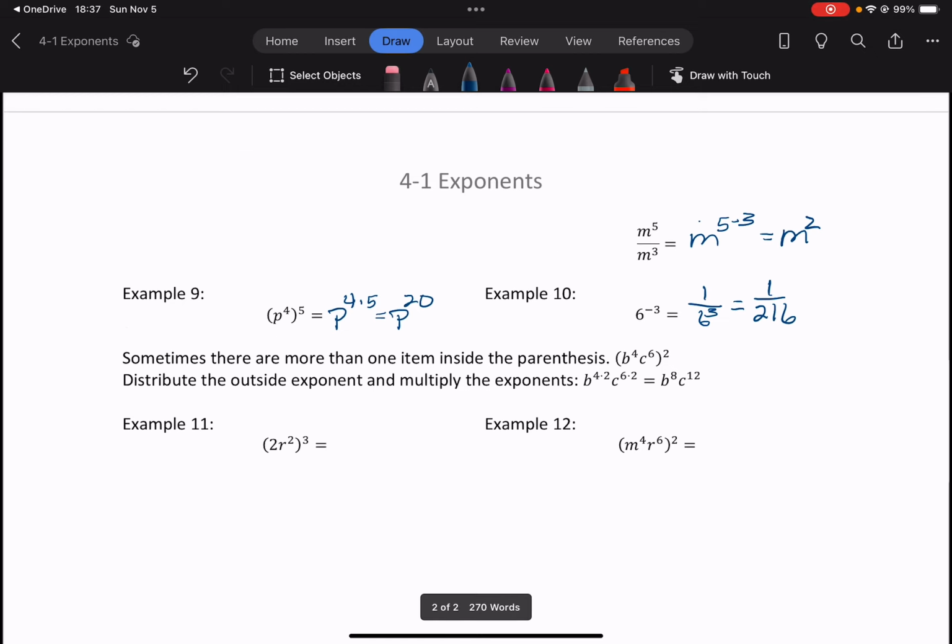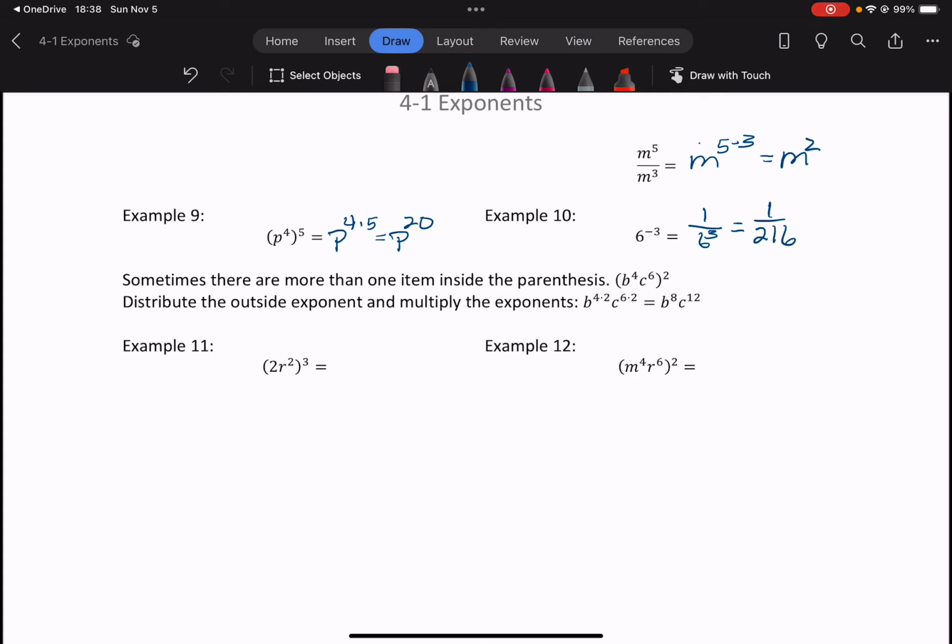All right, and sometimes you'll have more than one parentheses, like here I got b to the 4th, c to the 6th, all squared. And so you distribute the exponents and multiply. So here we'll do the 3 on the 2 and the 3 on that 2. And that's squared, so you have 2 cubed times r to the 2 times 3. Well, 2 cubed, we can simplify that and make that 8 times r to the 6, because 2 times 3 is 6. So that's 8r to the 6th.